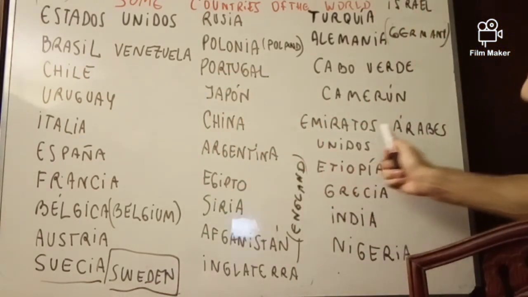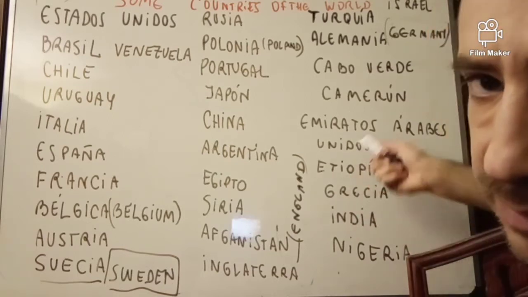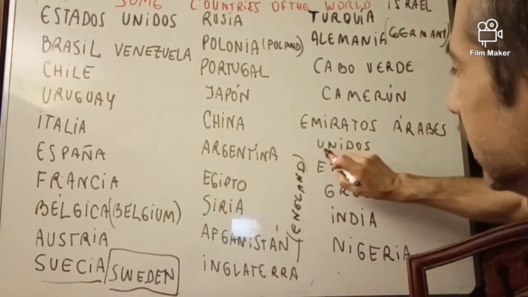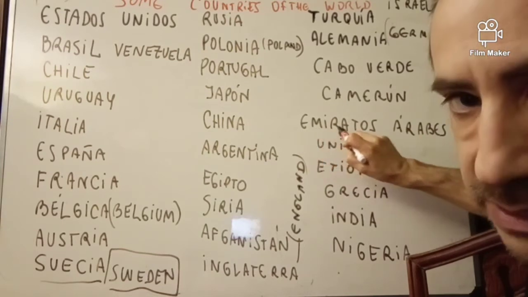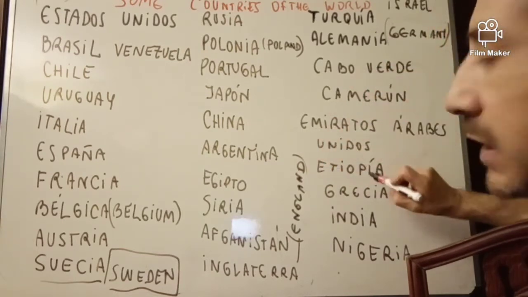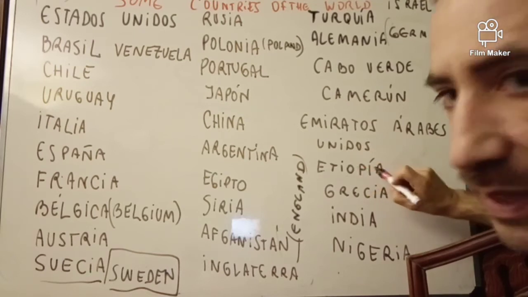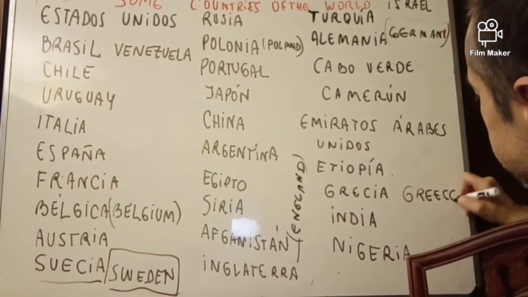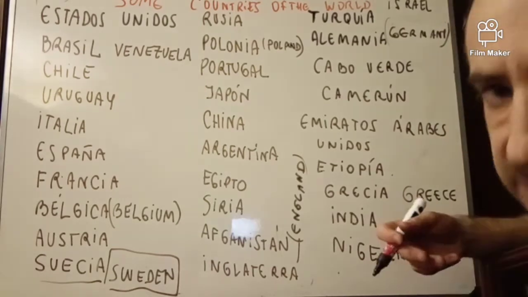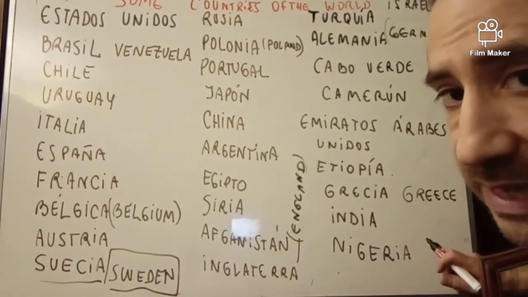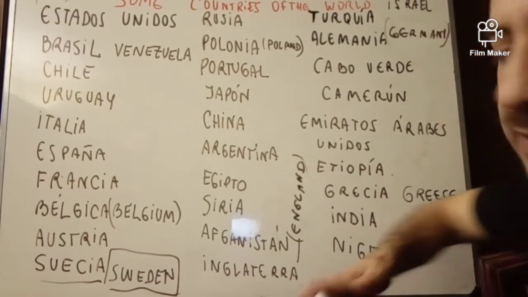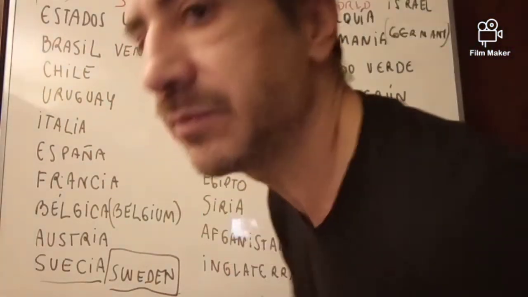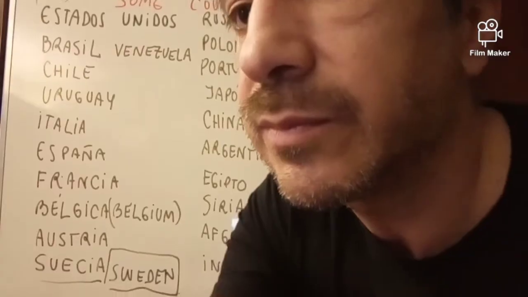Cameroon, Emiratos Árabes Unidos, well, it's quite similar. But you know that the order in Spanish is different from that in English. United Arab Emirates, Emiratos Árabes Unidos. Ethiopia, Greece, Grecia, India, Nigeria, of course. This is for the names of the countries. We're gonna see now nationalities and languages.